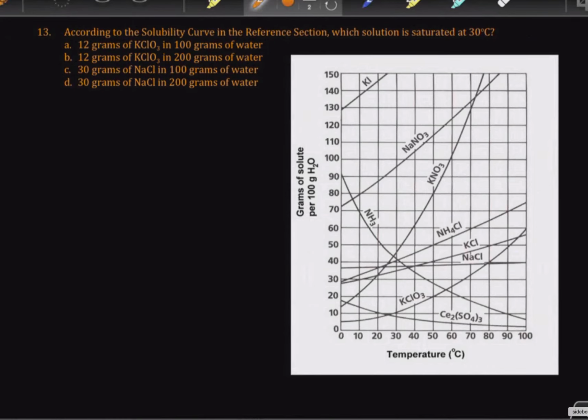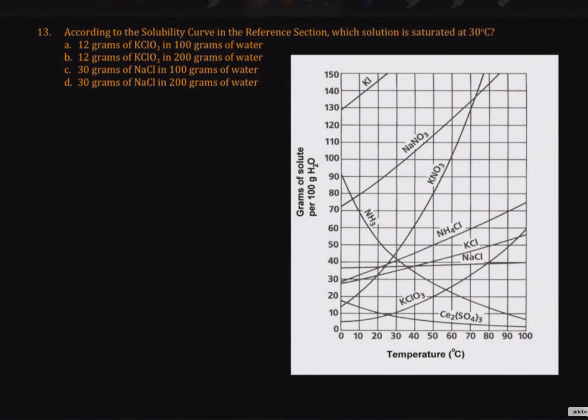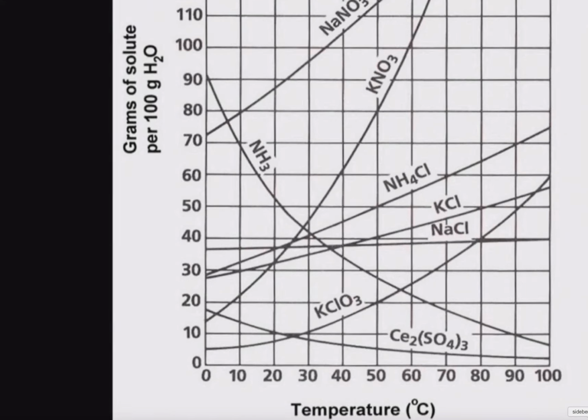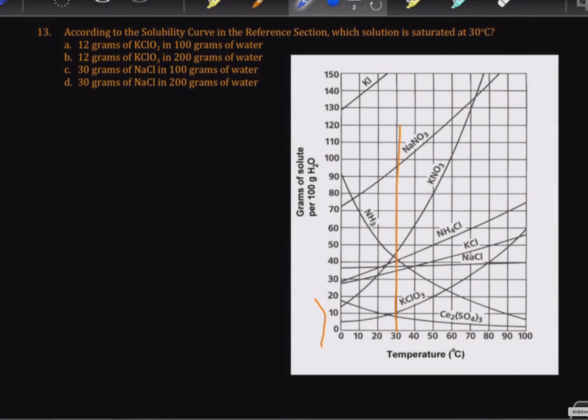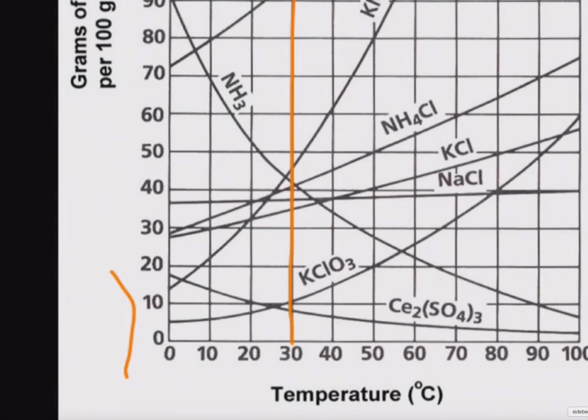Okay, another solubility question. Which of these solutions would be saturated at 30 Celsius? So again, if we go to the chart, we're looking at the line that is 30 degrees Celsius, and we're looking at KClO3, potassium chlorate, or sodium chloride. So those two lines would be these two lines.